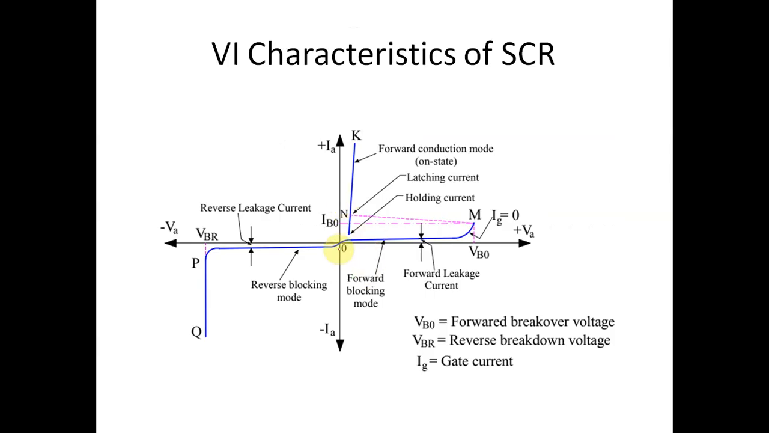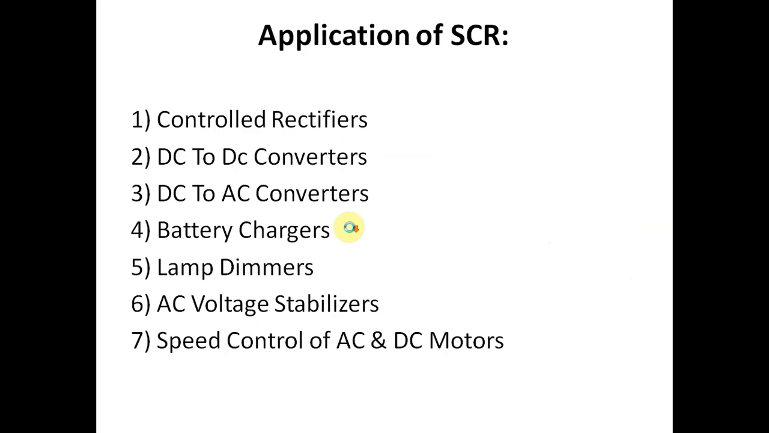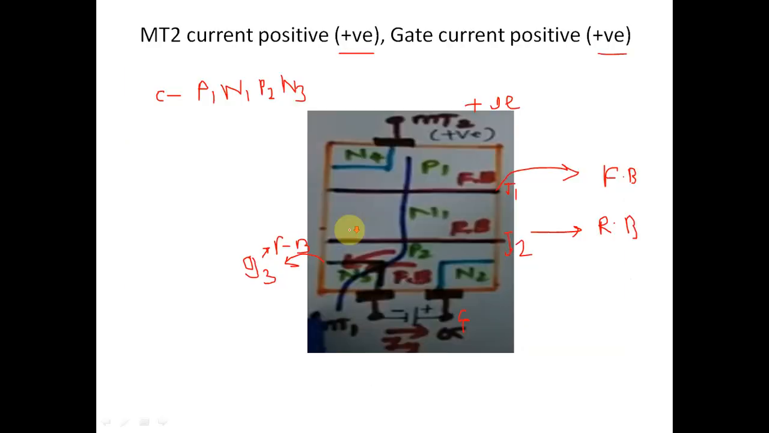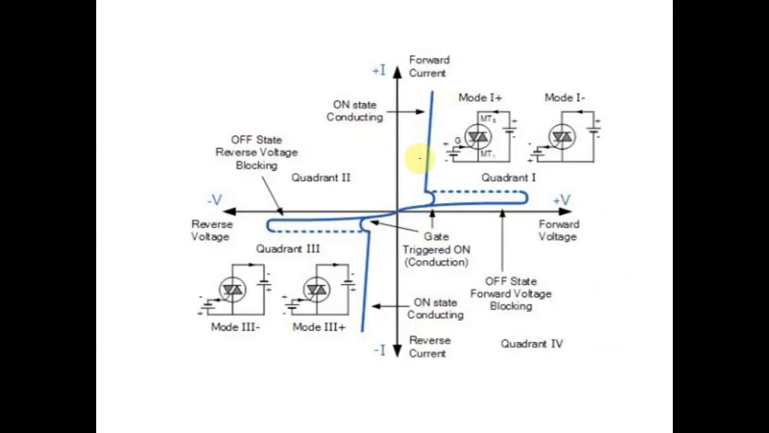This is the VI characteristics of SCR. This VI characteristic of SCR is related to the forward blocking mode, forward leakage current and forward conduction mode. The forward VI characteristics of SCR and the forward VI characteristics of triac are similar. This one is the forward blocking mode, after that the conduction mode. This is also a reverse blocking mode, and this is also a conduction mode.